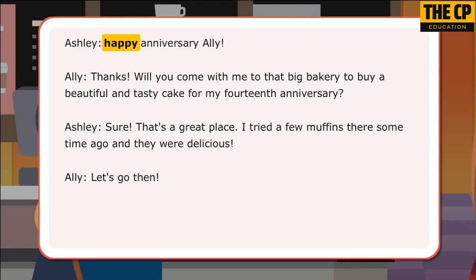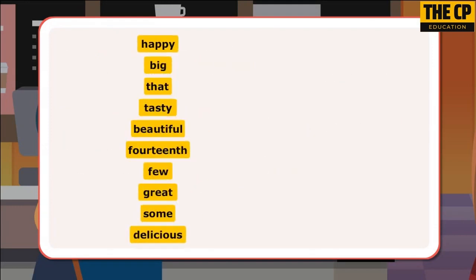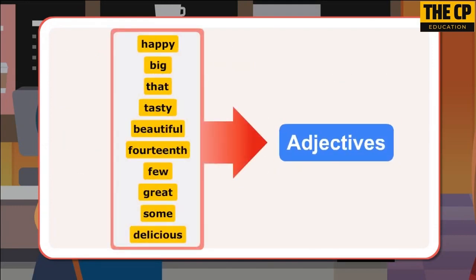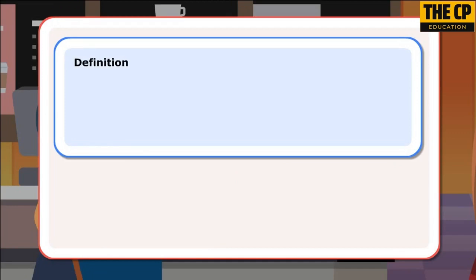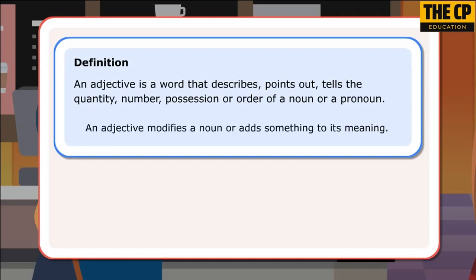The words happy, that, big, beautiful, tasty, 14th, great, few, some, delicious are examples of adjectives. Definition: an adjective is a word that describes, points out, tells the quantity, number, possession or order of a noun or a pronoun. An adjective modifies a noun or adds something to its meaning.